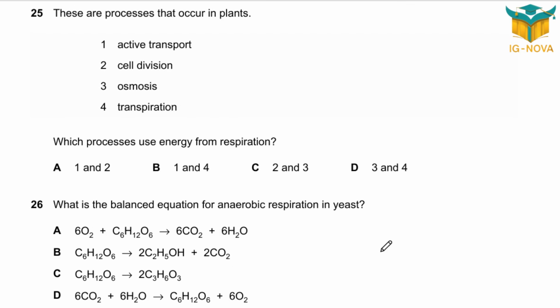25. Which process or processes use energy from respiration? If you check chapter 12.1, on the left hand side, you have many points regarding use of energy from respiration, such as active transport, such as cell division. So I need 1 and 2. Option A, eye catching. Osmosis, passive. Transpiration, evaporation, also passive. So I need 1 and 2 without anything else.